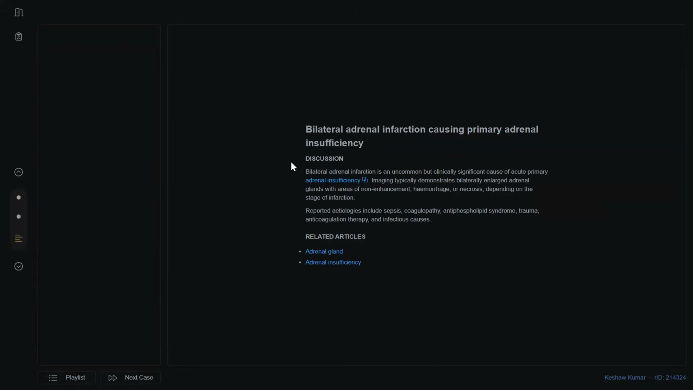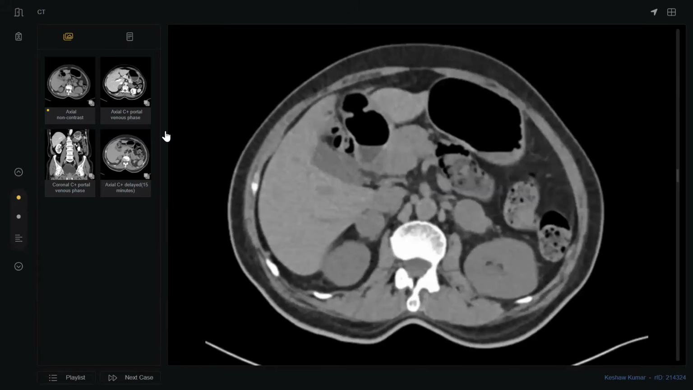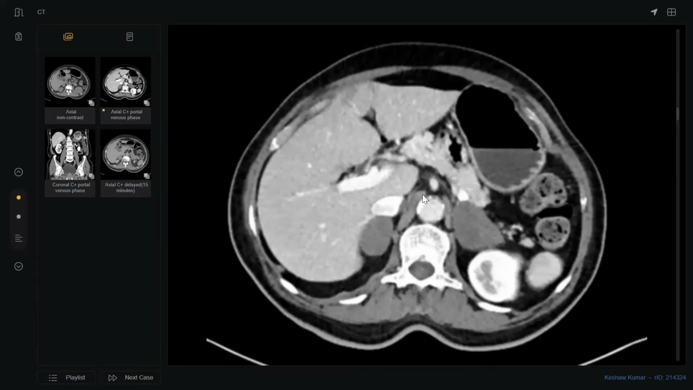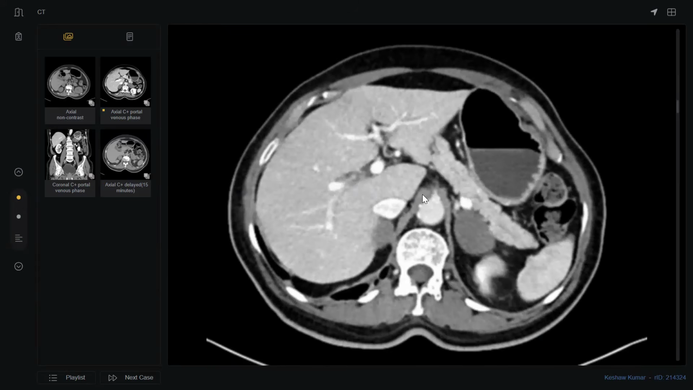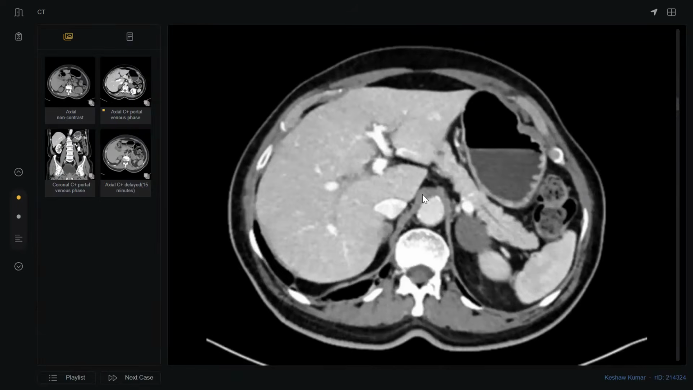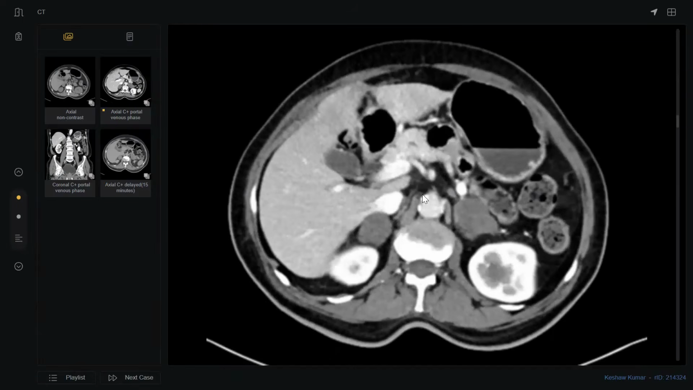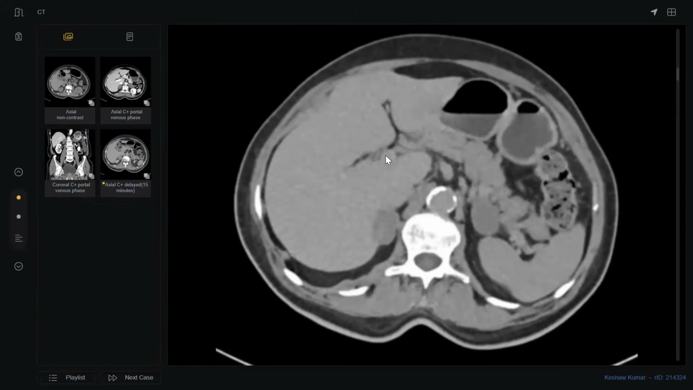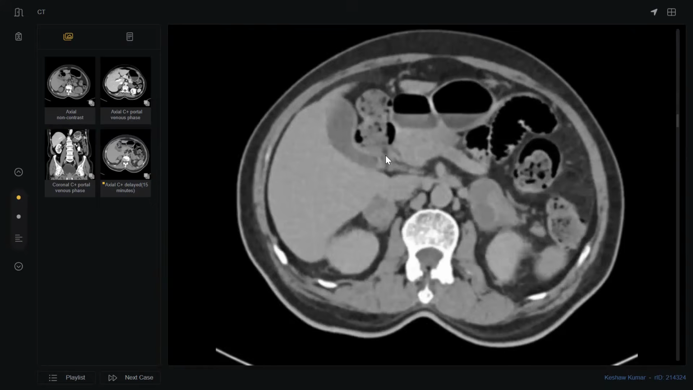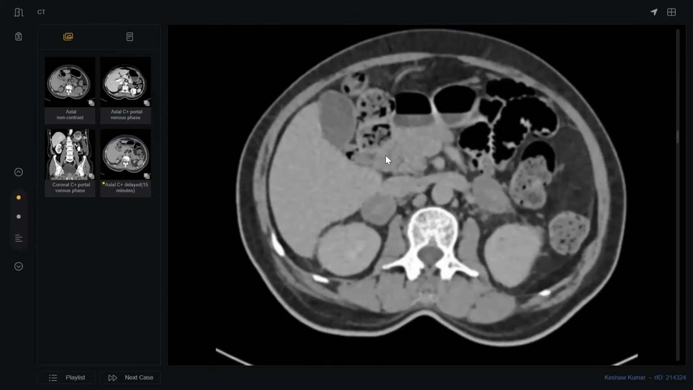Infarction. Bilateral adrenal infarction. Why? It is a very atypical case, I know. But we should make a brain analysis for what we are reporting. Totally non-enhancing, and in the delayed phase, just peripheral enhancement. Give a differential diagnosis.